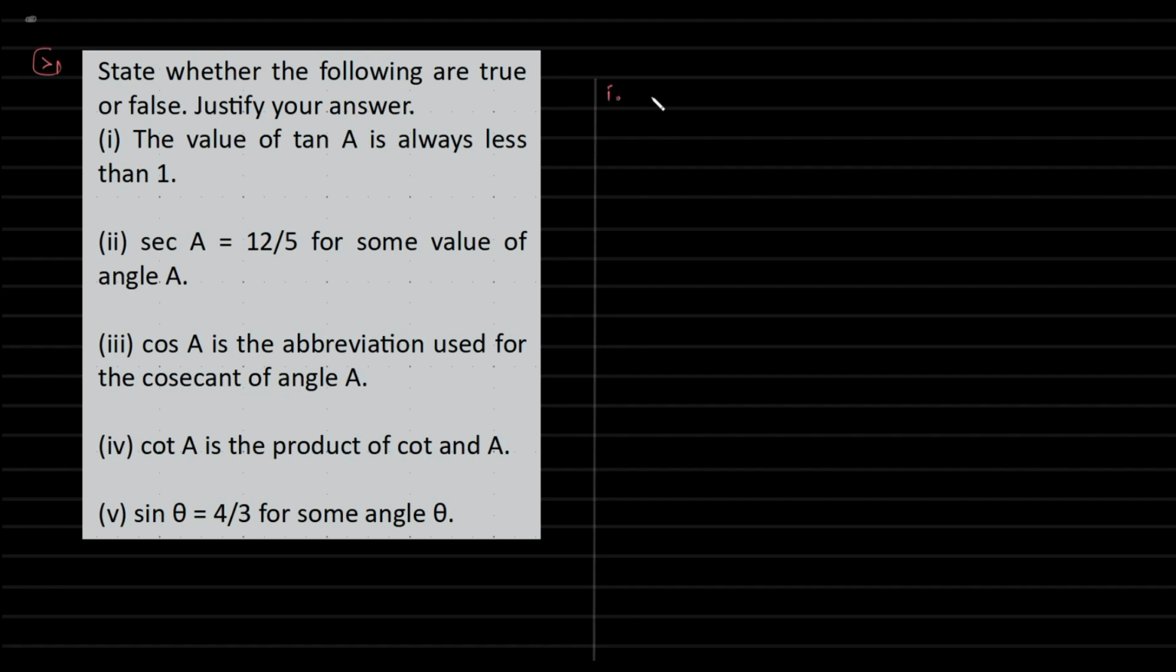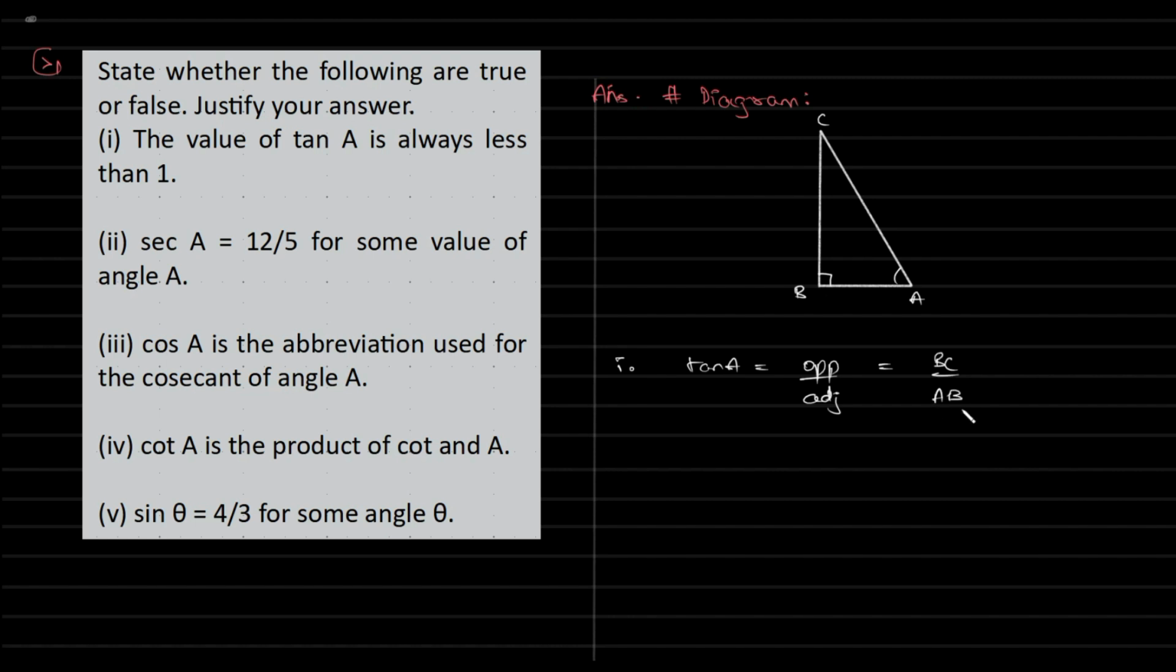The first question. Okay, the thing is, if we draw a diagram, that will help. So we are looking at triangle ABC, right? The first question is talking about tan A. Forget about everything else. We just look into tan A. Tan A is opposite by adjacent. So in this case, opposite is BC, adjacent is AB.